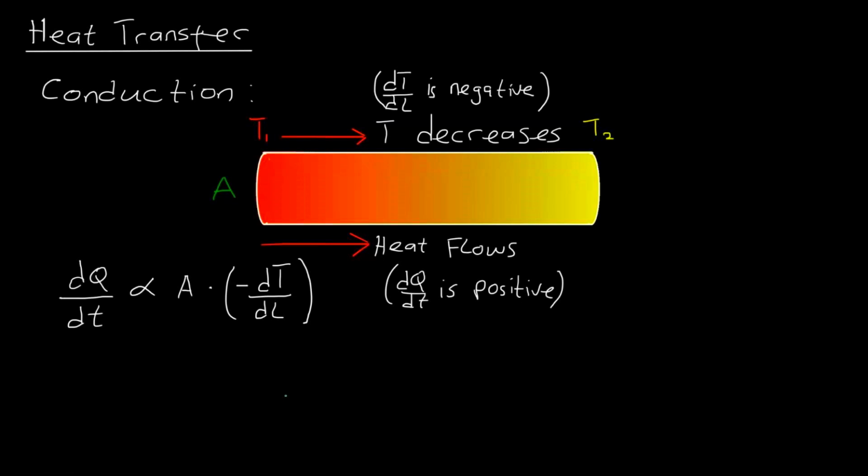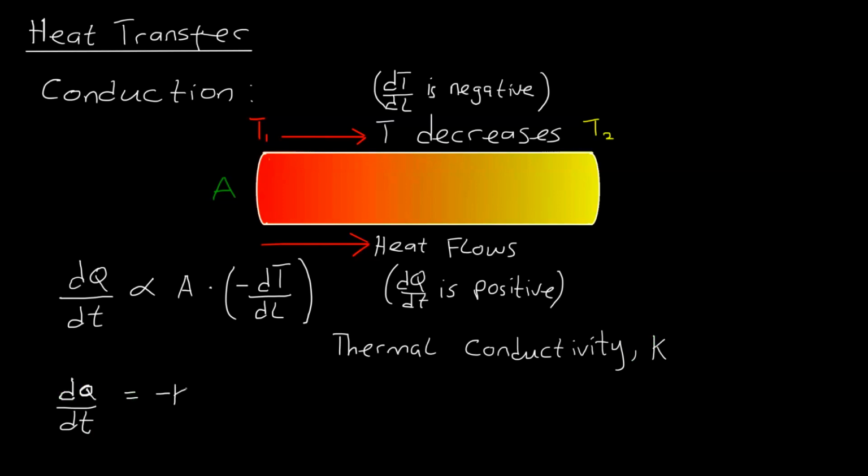The constant for this variation is called the thermal conductivity of the material and is often denoted by the letter K. Each physical material has a specific value for its thermal conductivity.